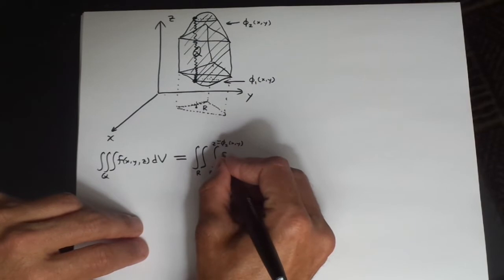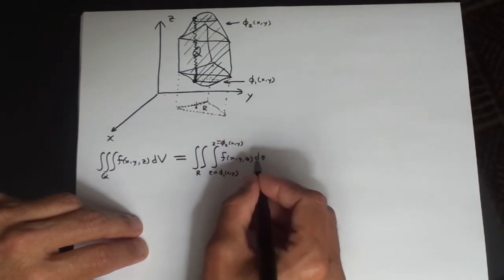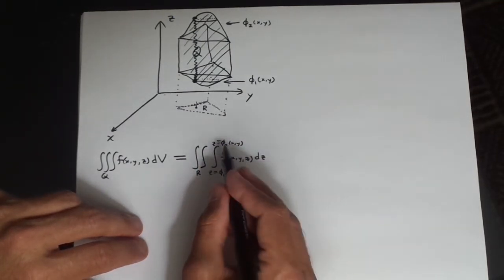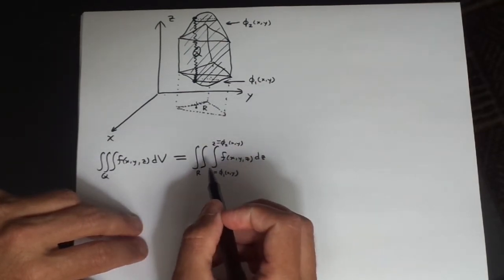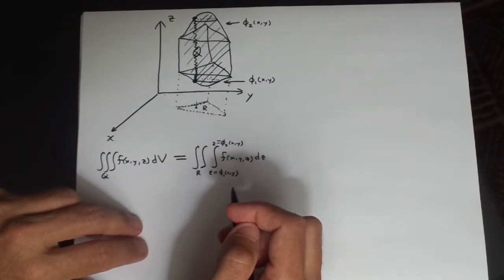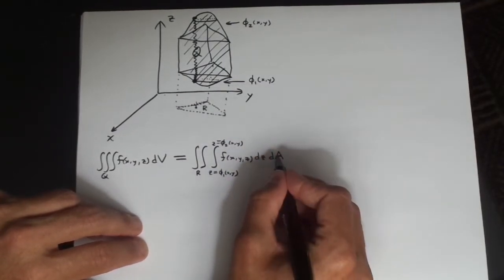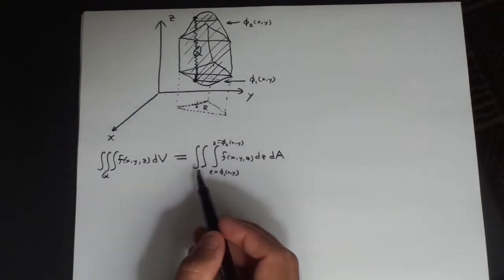Okay, my function is still the same, just f of x, y, z, but I'm doing the z integration first on the inside. Now, after I've done that z integration and evaluated it, the only variables that should be left in my integral would be x and y. And at that point, you're just looking at a double integral again. And we know how to do those. A double integral would, of course, be with respect to area. So I'll write that as dA right here. And you would just proceed as normal to set up the limits of integration for whatever the region R is that's the base here in the xy plane.